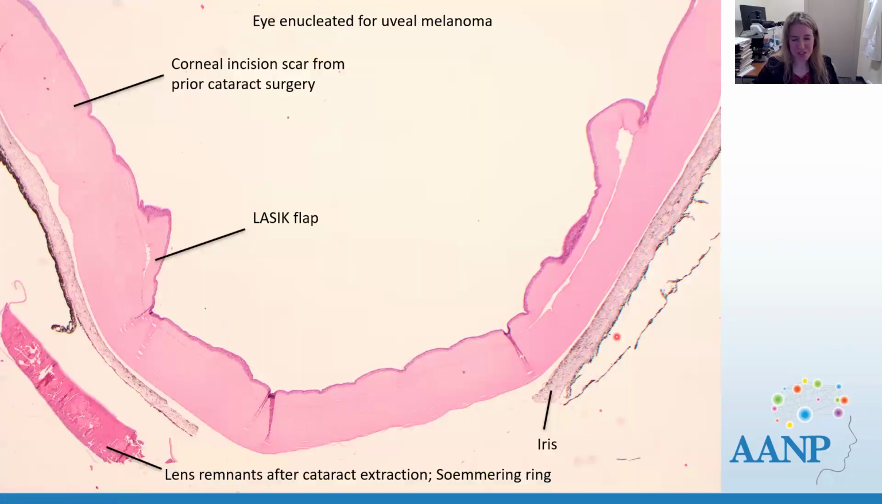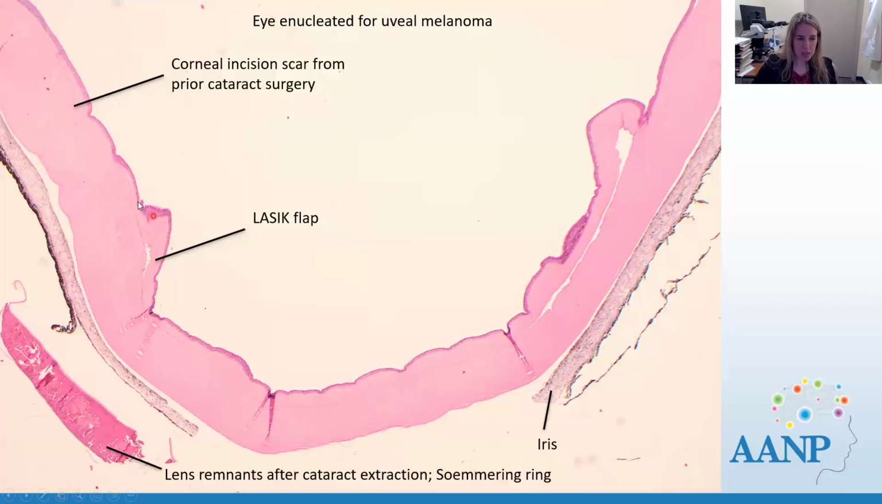We can see these in different specimens. Here, this is from an eye that was actually enucleated for uveal melanoma. There's a few things that you can see here. In this outer aspect, there's a faint line, and that's actually a corneal incision scar from prior cataract surgery. You can see here that there are some cataractous lens remnants. Sometimes when there's these cataractous lens remnants that go all around an intraocular lens implant, it forms a white ring, which is called a Soemmering ring. But this is not a normal lens, it's one that's been operated on.